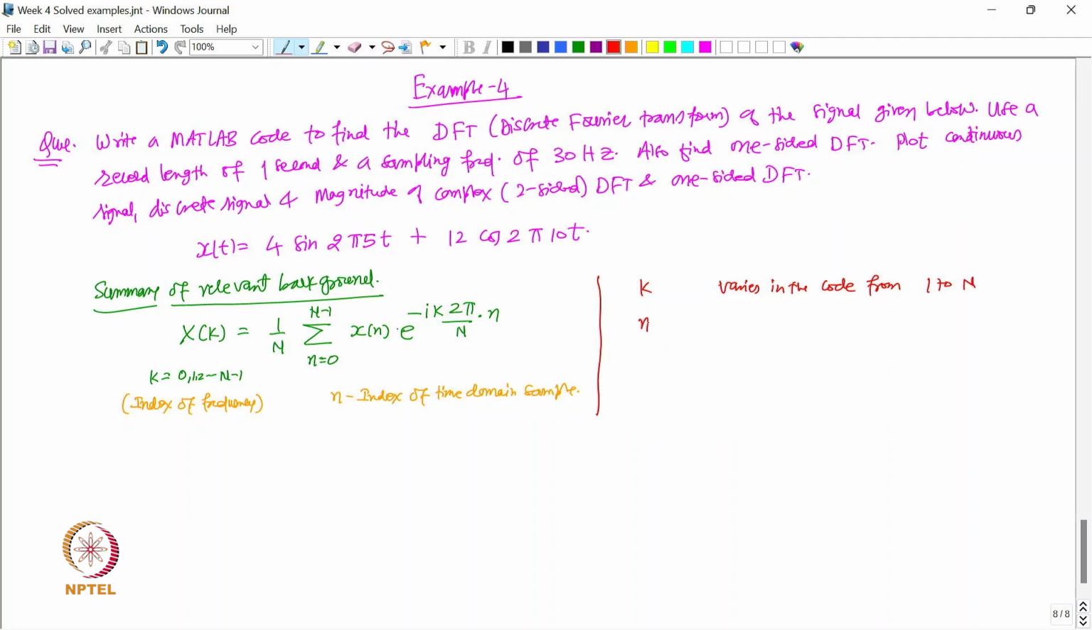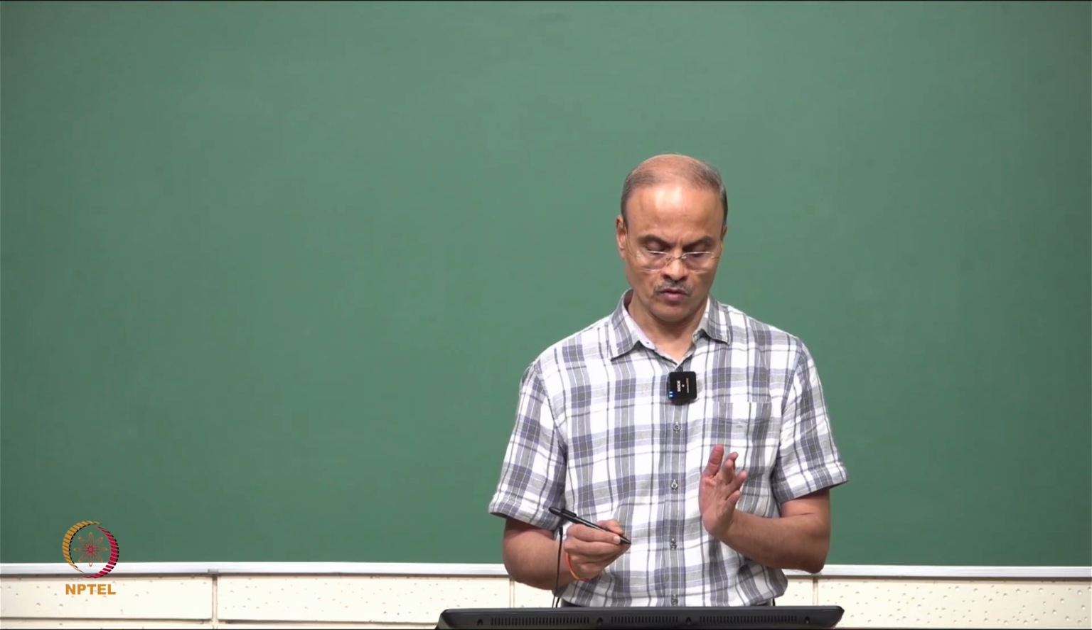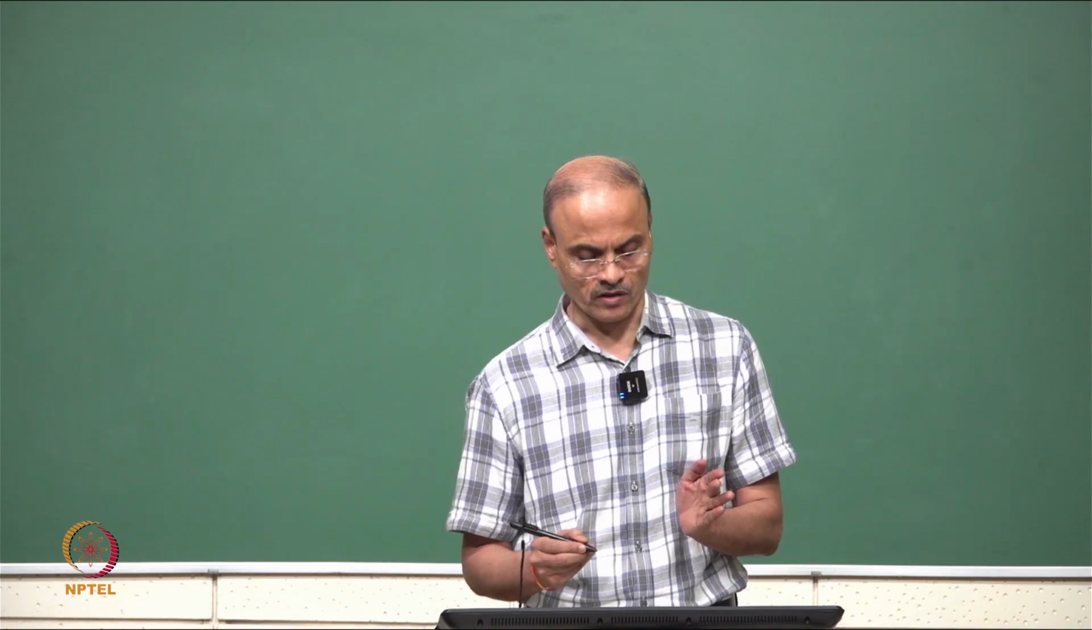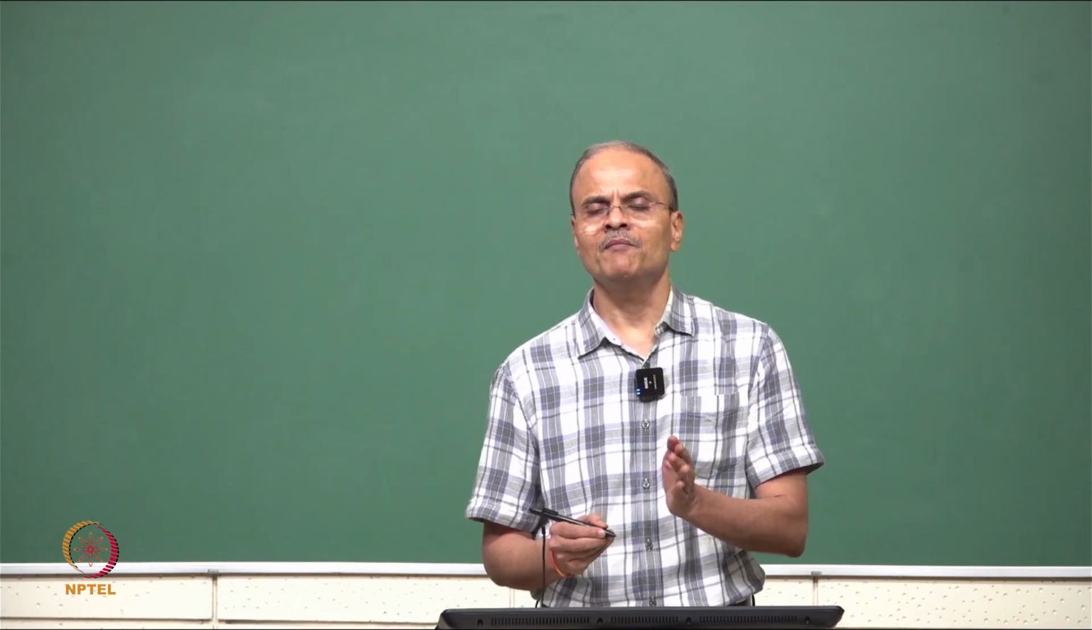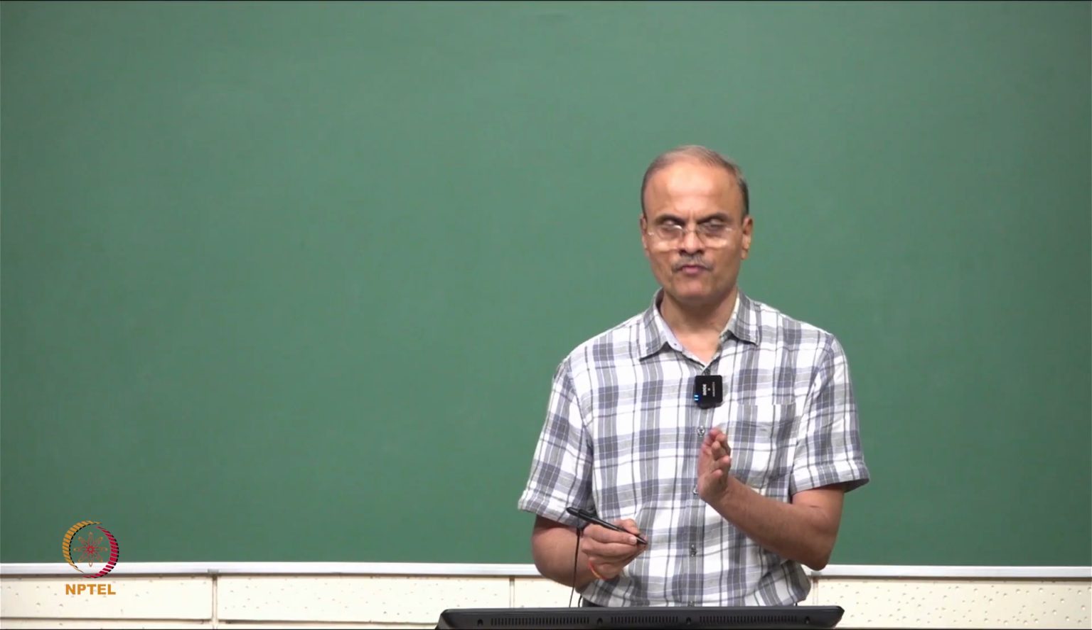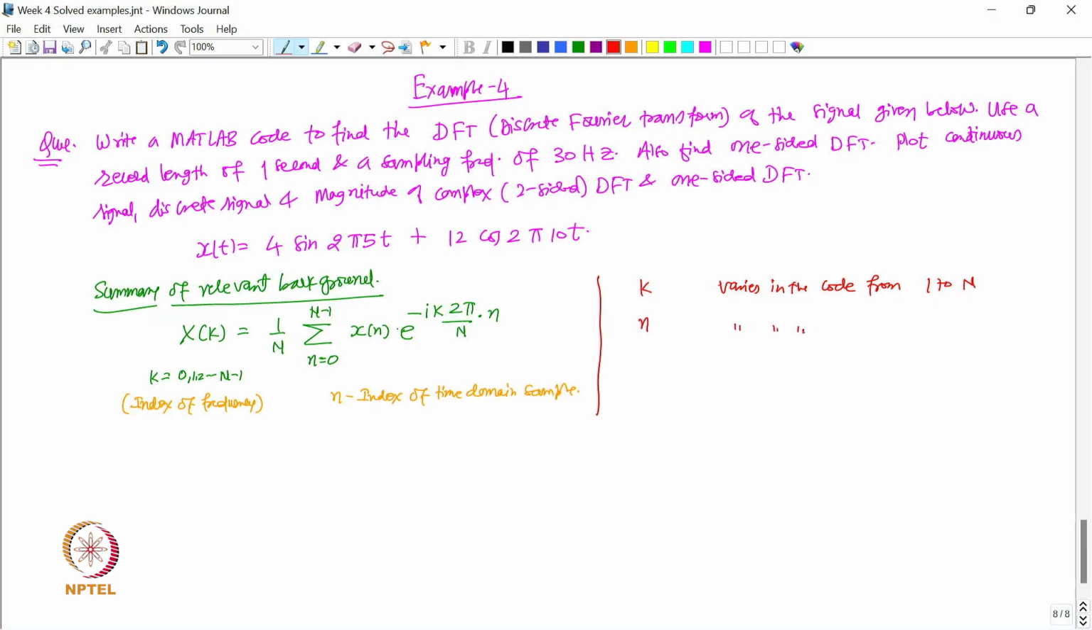Similarly, if you look at the n in the formula, you can see it varies from 0 to n minus 1, but that also has an index: the sample vector xn, its first element will be referred to with index 1, not 0. Therefore, this also varies in the code from 1 to n, not from 0 to n minus 1.